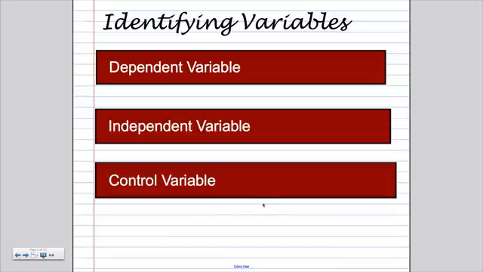So, how do we identify variables? You should pull out your notes from yesterday and see if you can remember the definition for dependent variable, independent variable, and control variable. Pause the video until everyone has thought of the answer.